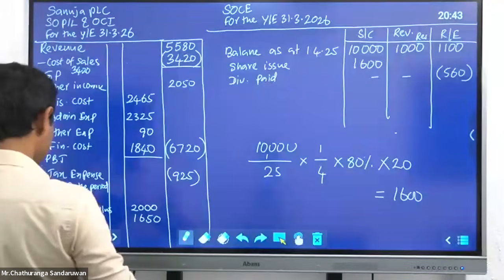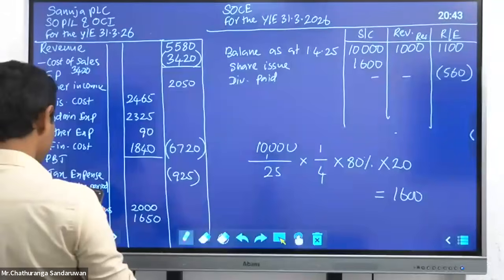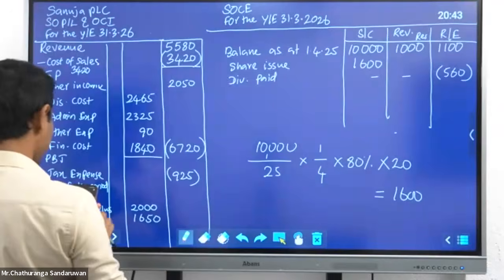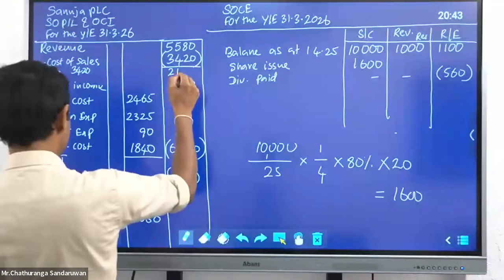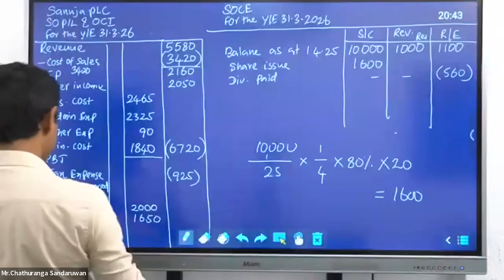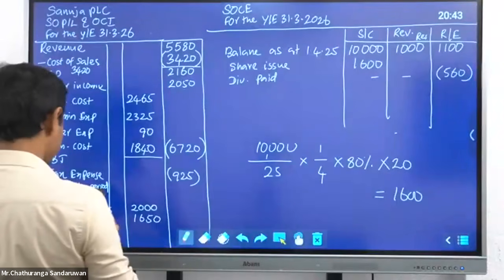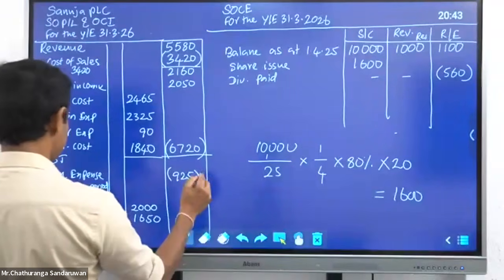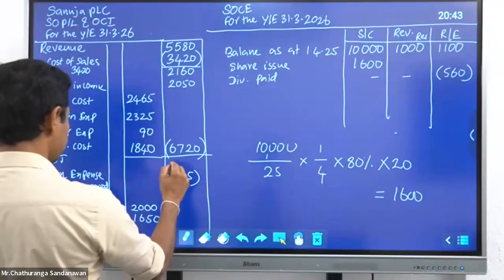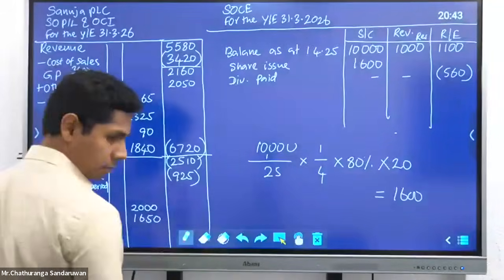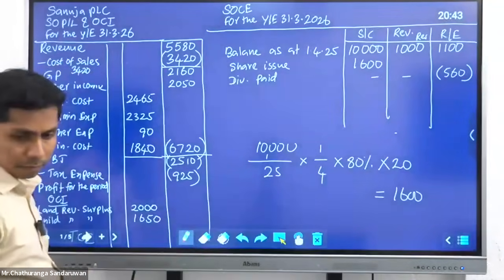Gross profit is 5,580 minus 3,420, that is 2,160, plus other income 2,050 minus expenses 6,720. We get a loss, right? 2,510 loss. Am I correct? Can anyone confirm?